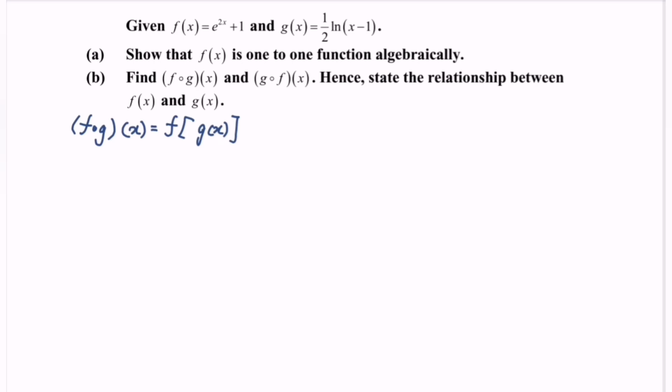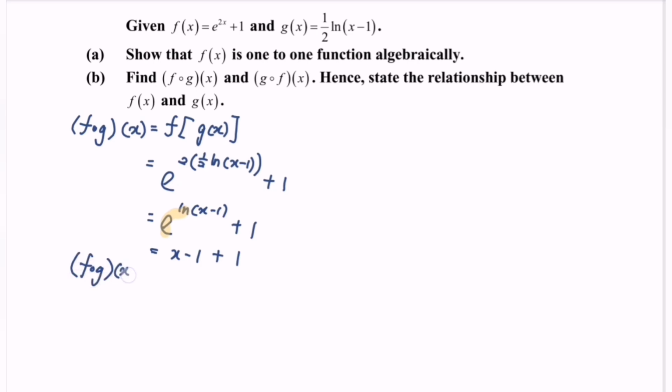Substitute the function g(x) into f(x). So we will have e^(2 × 1/2 ln(x - 1)) + 1. Simplify, where we have e^(ln(x - 1)) + 1. By using the properties of indices, e^ln will give 1. So we will have x - 1 + 1. Finally, f∘g(x) is x.